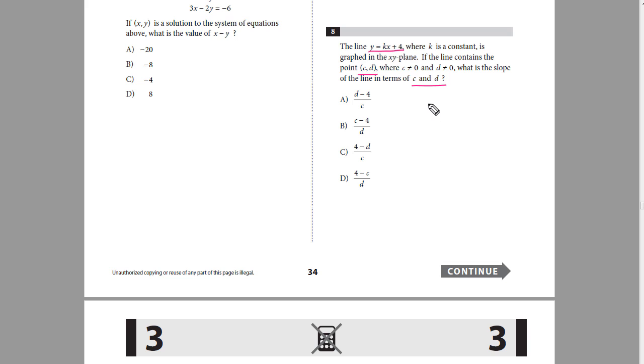So the standard equation of a line is y is equal to mx plus c, where m is the gradient. Now if we compare this equation with the standard equation of a line, we will see that it is kx plus 4. So k would be the gradient or slope, and the point through which this line is being passed, the x coordinate of that point is c, and the y coordinate of that point is d.